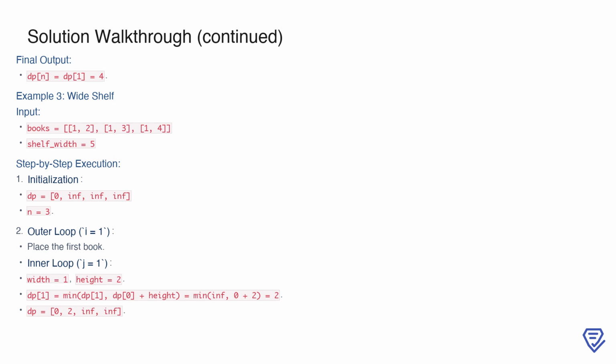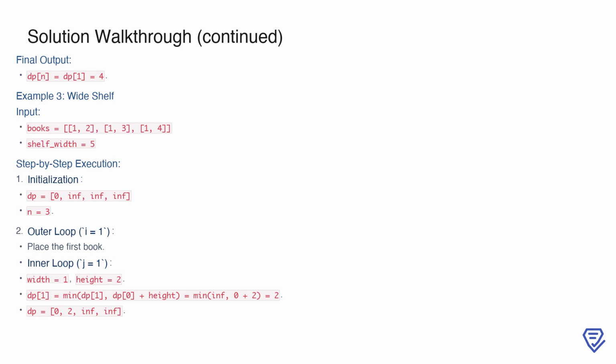Next, we move to another example where the shelf is wider, and we have 3 books with dimensions [1, 2], [1, 3], and [1, 4], while the shelf width is 5. We initialize dp as [0, inf], with n equals 3. Considering the first book, we determine its width as 1 and its height as 2. Using these values, we update dp[1] as dp[1] equals min(dp[1], dp[0] plus height), equals min(inf, 0 plus 2), equals 2.